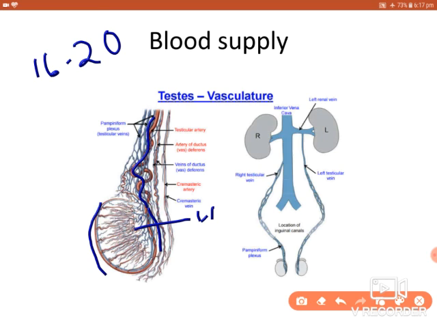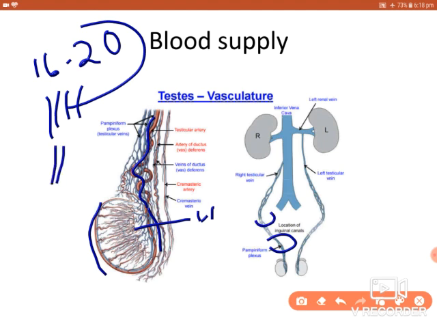So that veins plexus is called the pampiniform plexus. Then it condenses into 4 veins, from some 16 to 20 veins, at the level of the superficial inguinal ring. Then it condenses to 2 veins at the level of the deep inguinal ring. Then it forms the testicular vein, right and left. The right one opens into the inferior vena cava and the left one opens into the left renal vein.